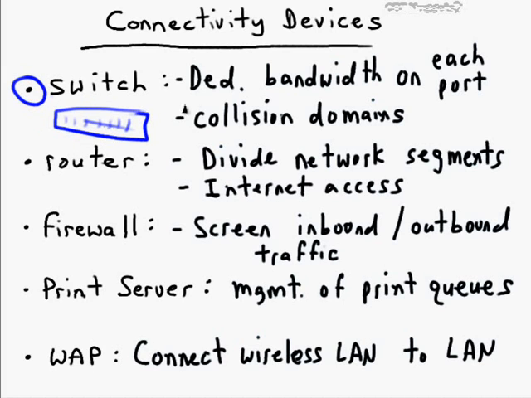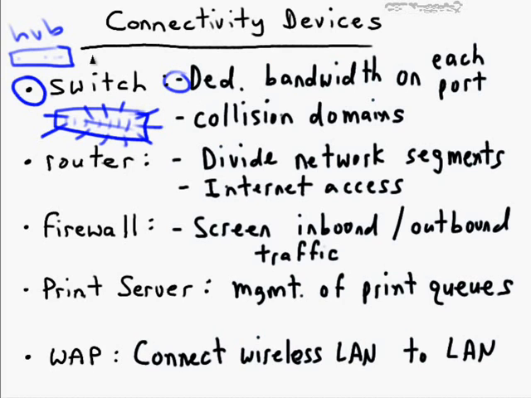The switch is used to provide dedicated bandwidth on each port, such that if you have a 16-port switch that operates at 100 megabits per second, you're guaranteeing every device that's connected to a port on that switch has the full 100 megabits per second. In the olden days of networking, you had a connectivity device called a hub, and there every port on the hub shared that 100 megabits per second. It was a very inefficient way to go.